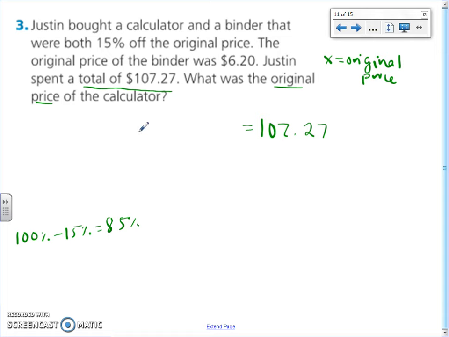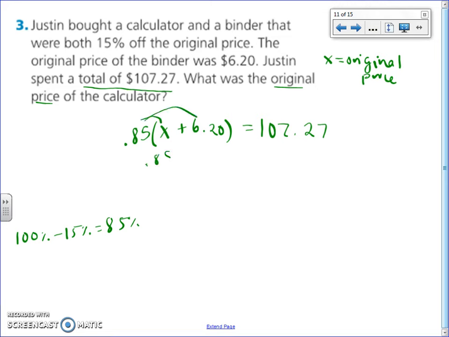To write 85% as a decimal, I'm going to write it as 0.85, and I'm going to multiply that to both my calculator price, which is the x, plus the price of my binder, which was $6.20. So these are the original prices. We're multiplying them by 85%, and those are going to add up to get our total price that we spent, which was 107.27. To solve this, we're going to distribute.